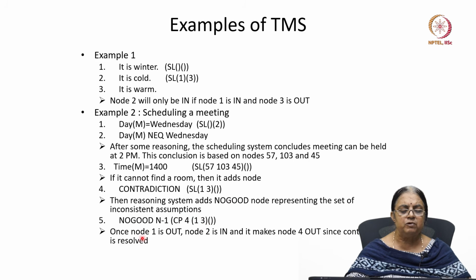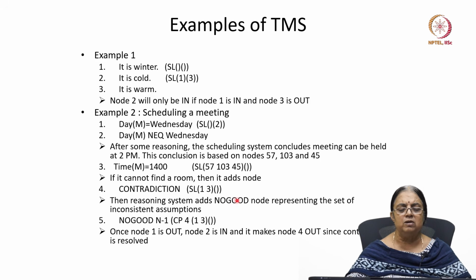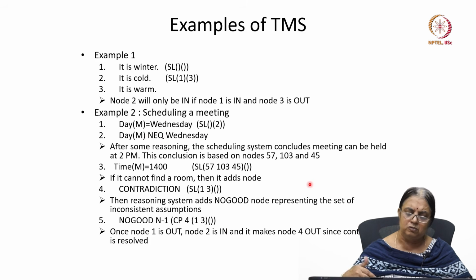So because of this, node 1 will become out. When node 1 becomes out, then node 2 will be in, and it will make 4 out, and then the contradiction is resolved. So you are getting a new thing which says day M not equal to Wednesday. So this is how truth maintenance system is actually carried out in some particular cases.